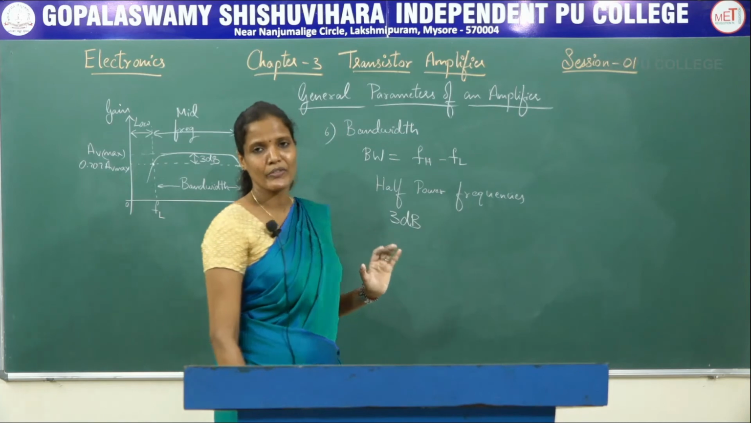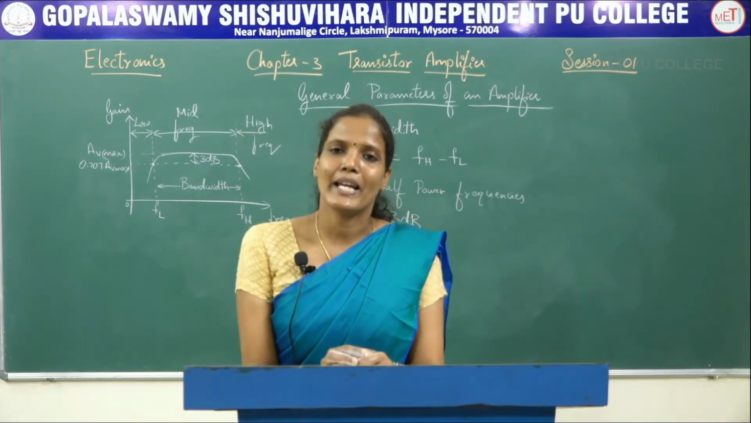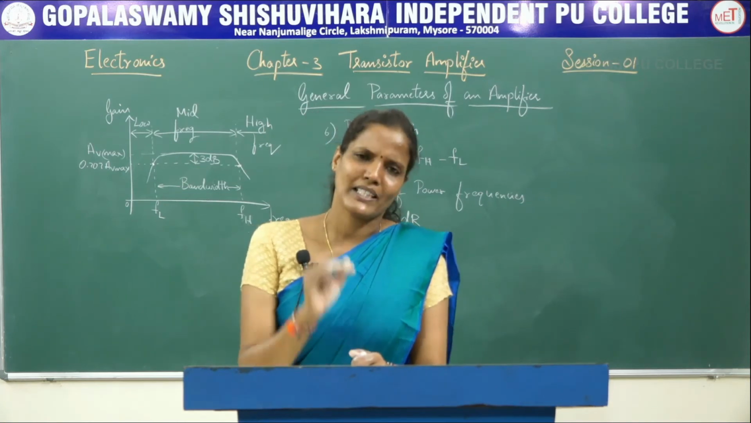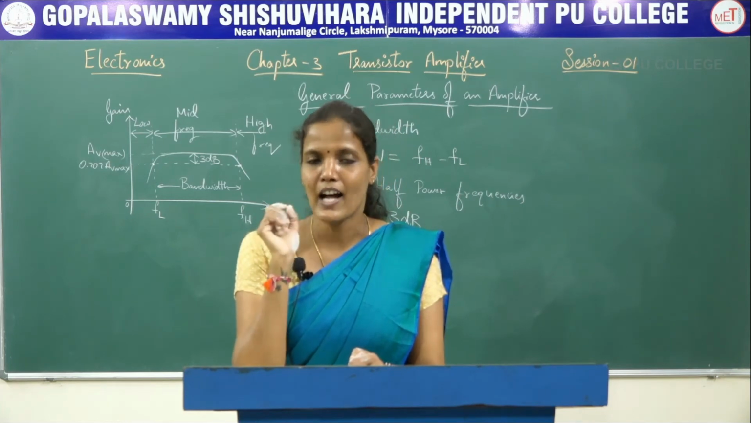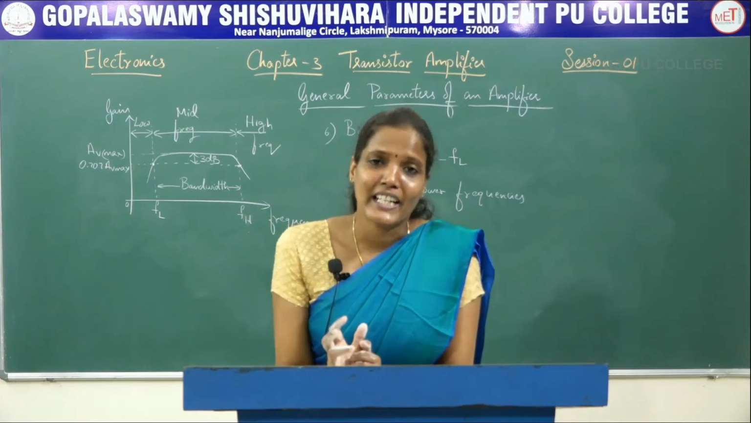Why do we call them half power frequencies? Because the power at these frequencies will be exactly half of the maximum power. Whatever the maximum power is, it comes down to exactly half of it, hence we call these half power frequencies. So we say 3 decibels gain.